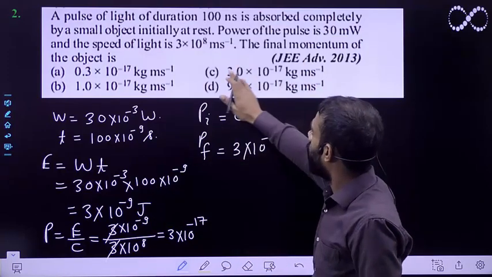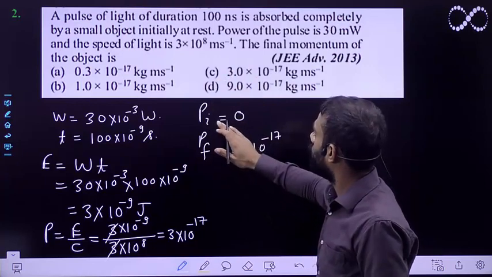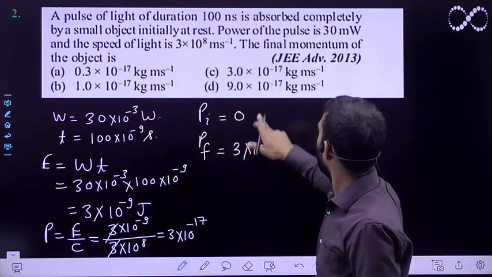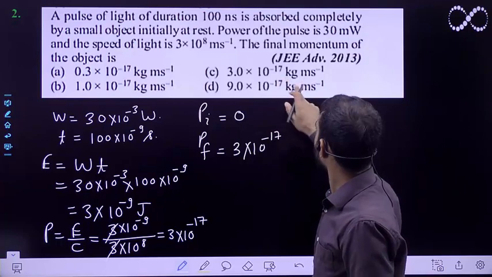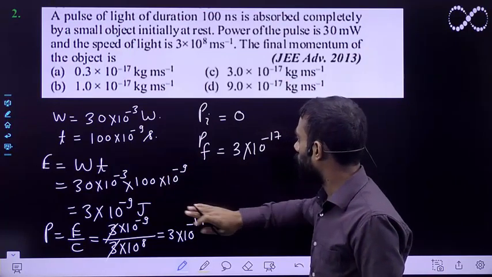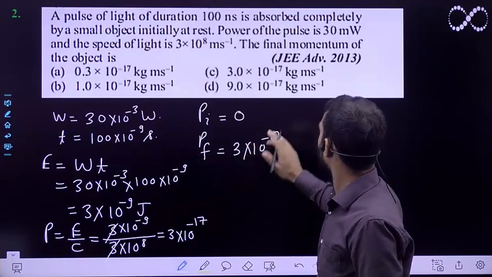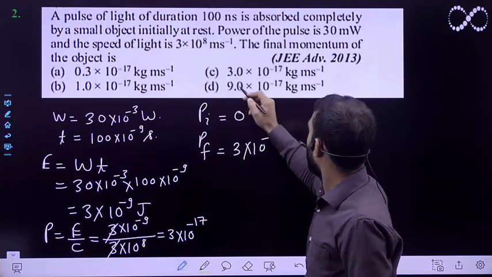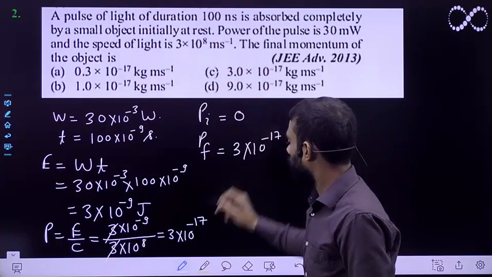So the final momentum is what it is asking. See which option is coming here: 3 into 10 to the minus 17. In SI unit only I have calculated here, because everything I have taken in SI unit, so the answer will also come in SI unit. So option C will be the answer.